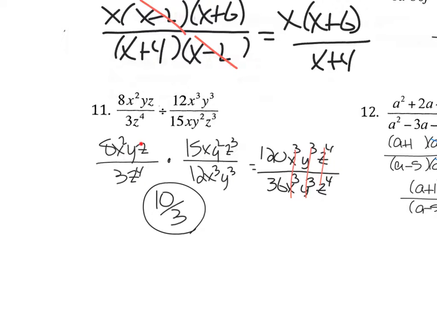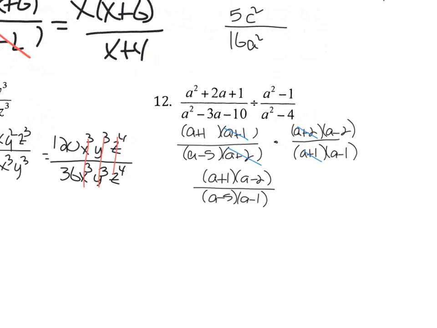Count your x's. There's 3 x's altogether on the top, 3 y's, 4 z's. On the bottom, 3 times 12 is 36. 3 x's, 3 y's, 4 z's. And the weird thing about that one is all your variables canceled. So I just had to reduce that on the calculator and got 10/3.